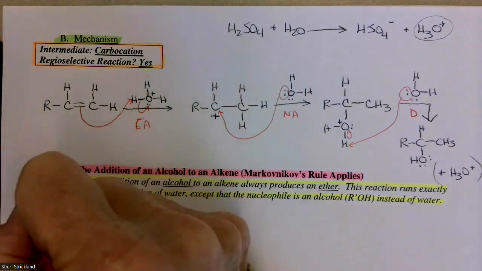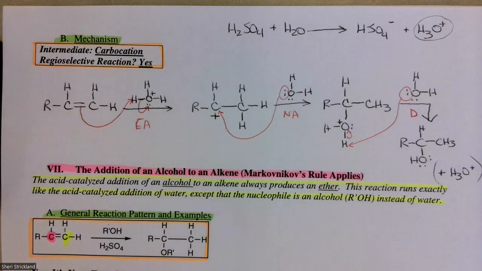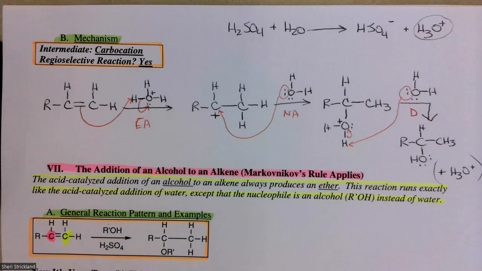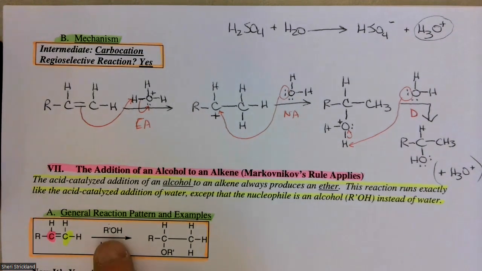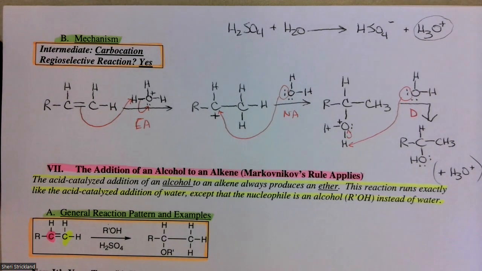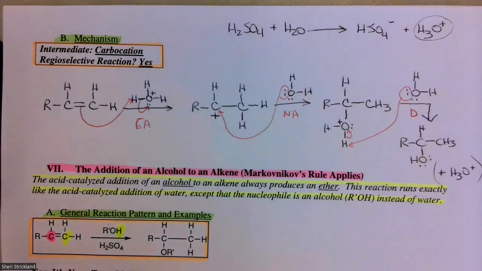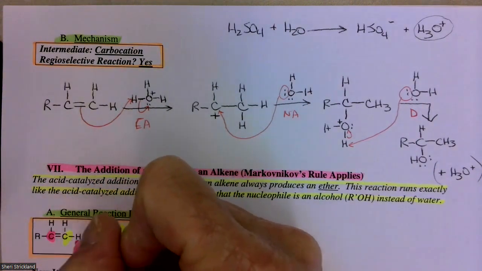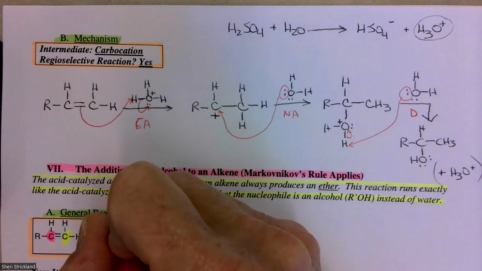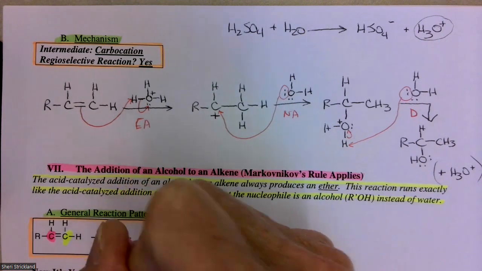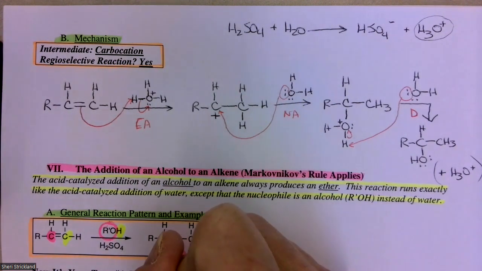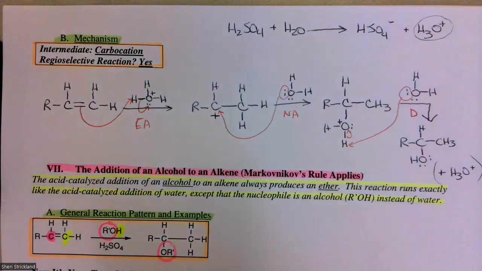And it doesn't matter what color you use, or you can use two different colors if you want to do that. And so then, the alcohol shows the pieces that you're going to add to these different carbons. The carbon that has fewer hydrogens is going to get the alkoxy group, and the carbon that has more hydrogens will get the hydrogen. The carbon that has less hydrogen will get this piece right there. Okay, and so you can see that here in the general reaction pattern.